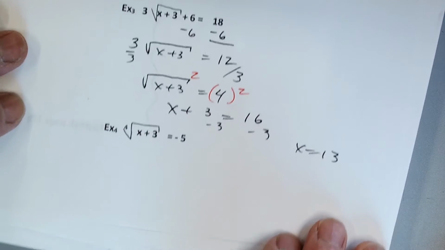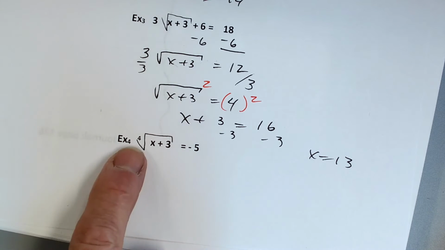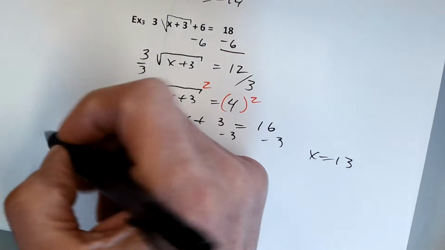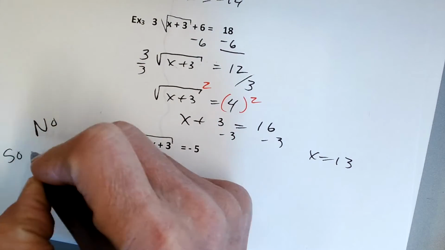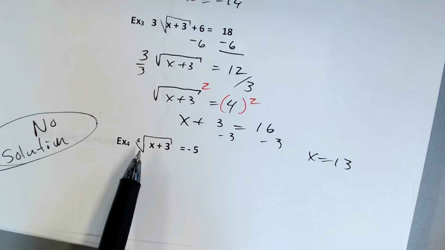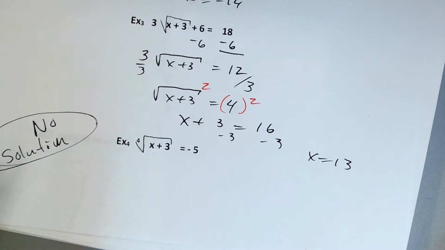Okay, number 4. It's a trick question. You cannot have an even root equal to a negative. I already know this, and I'm going to do this with you, and then we're going to check it, but I already know the answer is no solution, okay? And I'm going to show you by checking it. But first of all, you cannot take an even root and get a negative answer, okay? It can't happen.